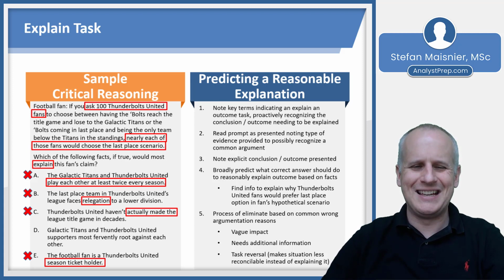But choice D, Galactic Titans and Thunderbolts United supporters most fervently root against each other. Well, that provides the reasoning that explains why the fans would prefer to be in last place than to see the Galactic Titans win the title game over them. So that's why our correct answer is D. And you've got a decent prediction that would allow you to reach that correct answer choice in a decently expedited fashion.